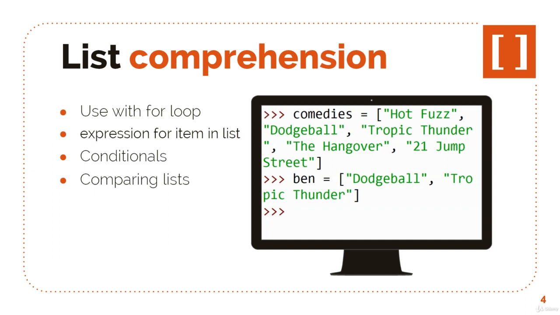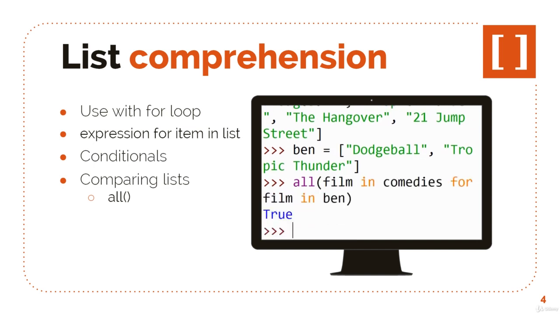If you wanted to check if one list has all the items that are in another list, you can use list comprehension along with the all function. For example, if we wanted to check if all the films in the Ben list are in the comedies list, we can write all films in comedies for films in Ben. This returns a Boolean value of true, as all the films are in comedies list.